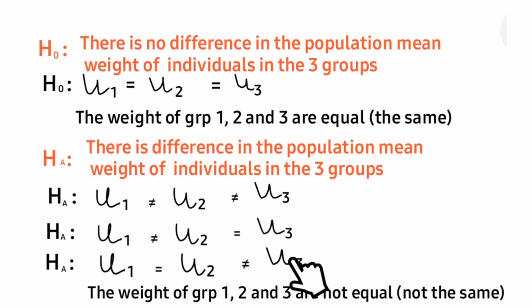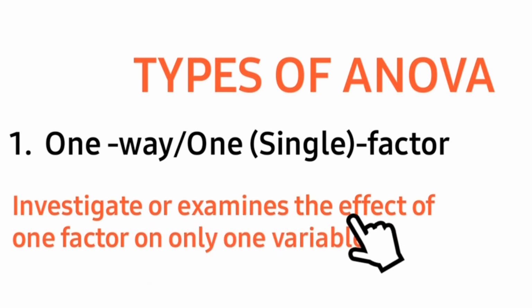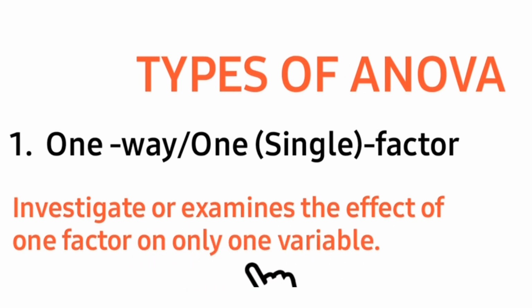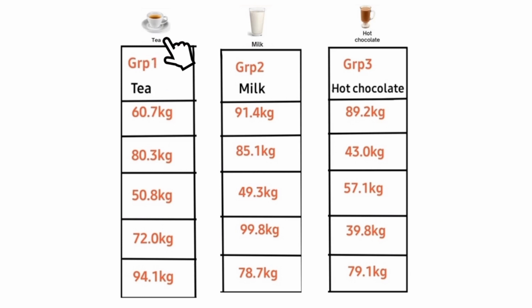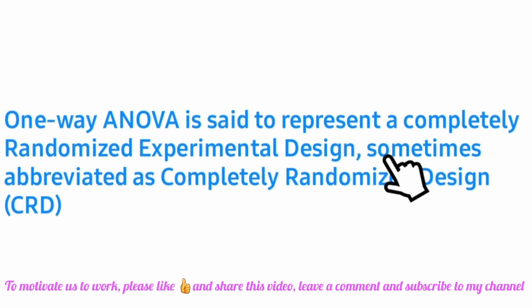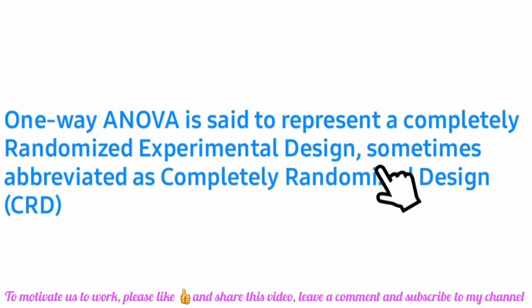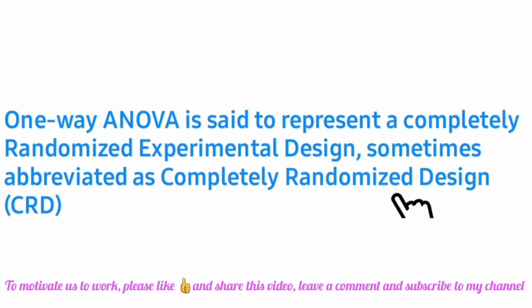Various types of ANOVA: one-way or one-factor ANOVA. One-way ANOVA investigates or examines the effect of one factor on only one variable. For example, we may wish to test whether three different types of beverages result in different body weights in humans. Here, the effect of only one factor, and that factor is beverage type, on body weight, is considered. One-way ANOVA is said to represent a completely randomized experimental design, sometimes abbreviated as completely randomized design.